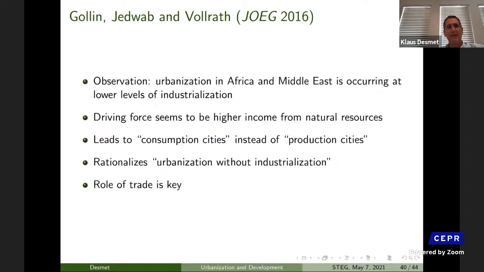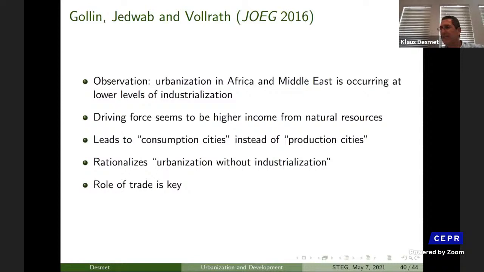Now let me switch quickly to something else here. I just want to very briefly discuss a paper by Doug and Remy Jedwab and Dietz Vollrath, who looked at this very interesting observation. As I said in the previous slides, the standard view has been development leads to industrialization, and industrialization implies urbanization. What they documented in the paper is that there are many places in Africa and in the Middle East where we see huge increases in urbanization without seeing big increases in industrialization.